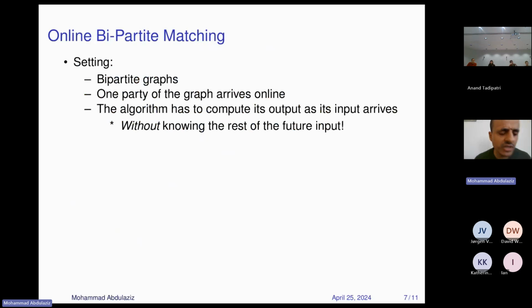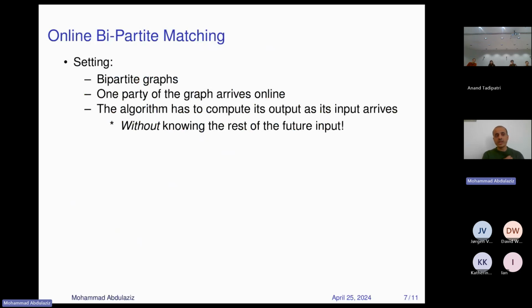The second one is also in the theory of matching, but it is in a different setting. Here we're talking about online bipartite matchings. So we're talking about bipartite graphs. This is an undirected graph as well, but it is divided into two parties, and edges only go between those two parties.